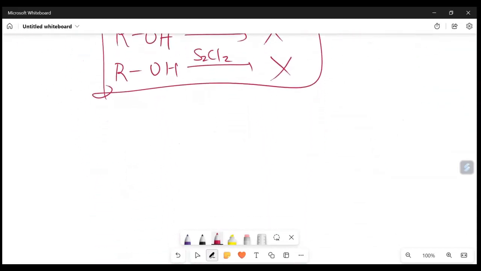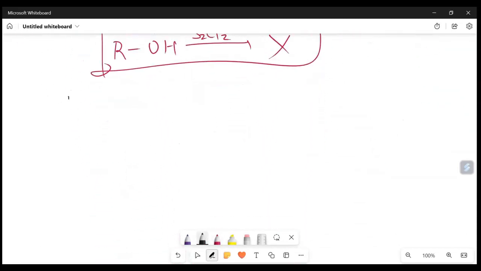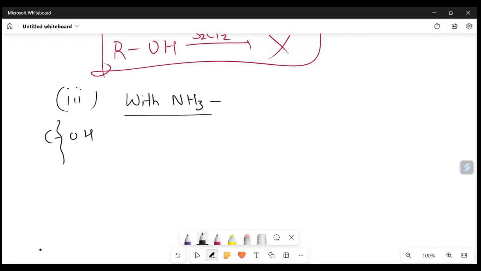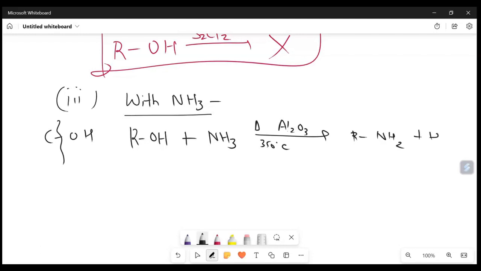Okay. The third reaction we are going to discuss is the cleavage of the C-O bond. Reaction number 3 is with NH3. So ROH is heated with NH3 in the presence of Al2O3. The temperature will be 350 degrees Celsius. It will give amine plus water molecule.